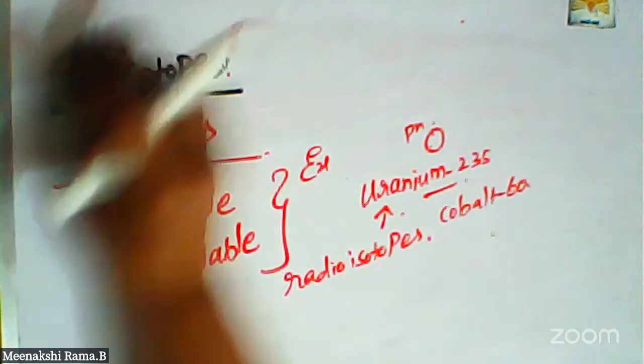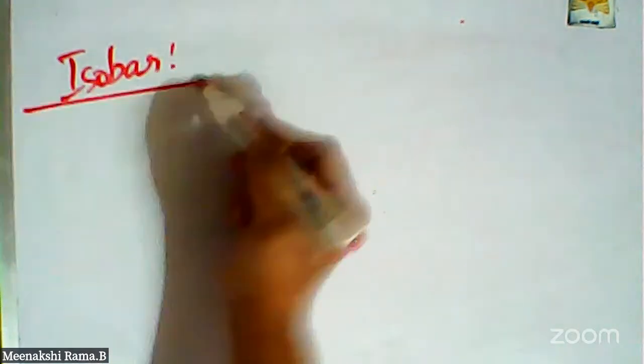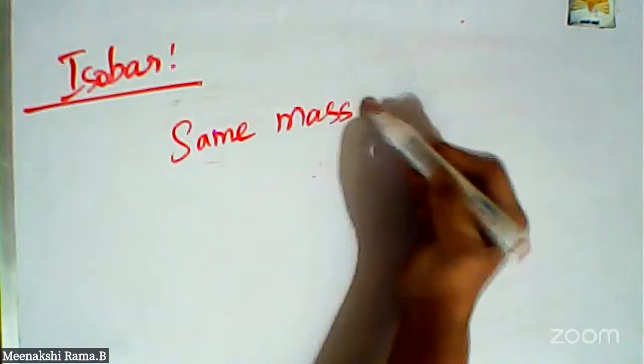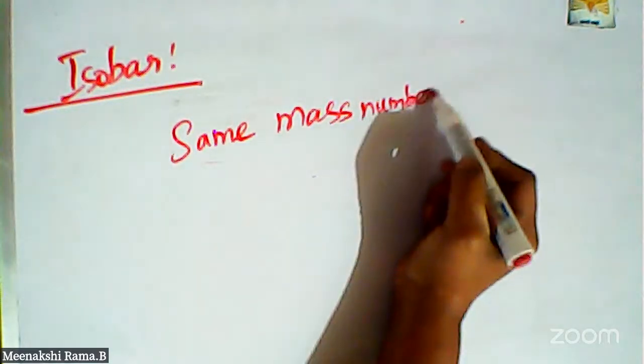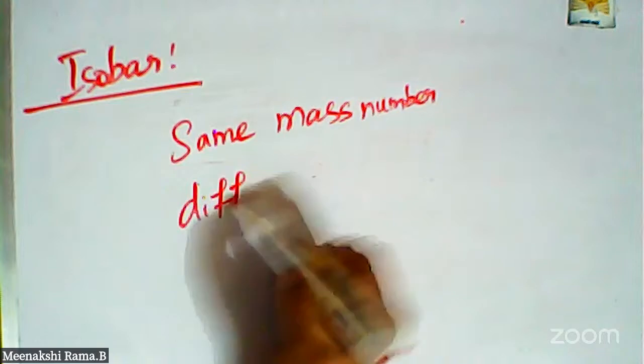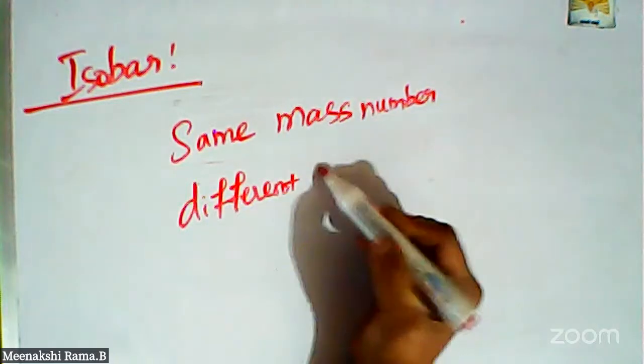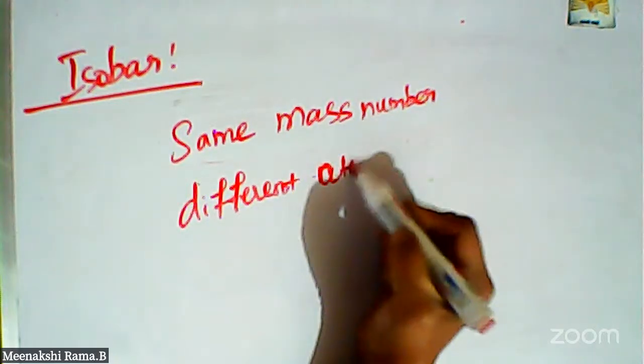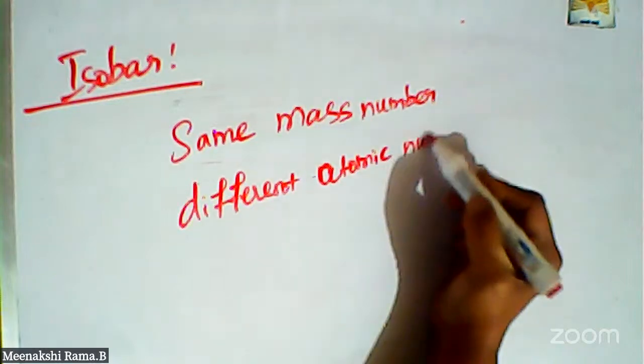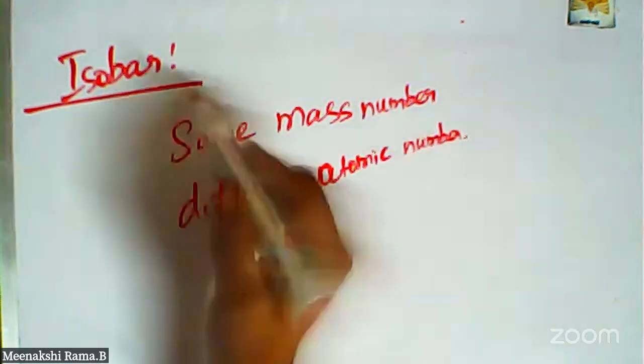Okay. Next one is isobar. Isobar is just the opposite of isotope. Elements that contain the same mass number and different atomic numbers are called isobars.